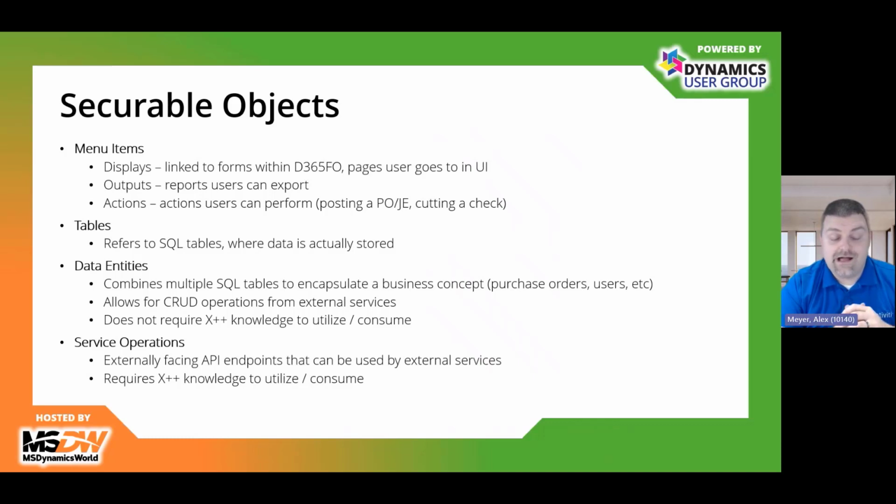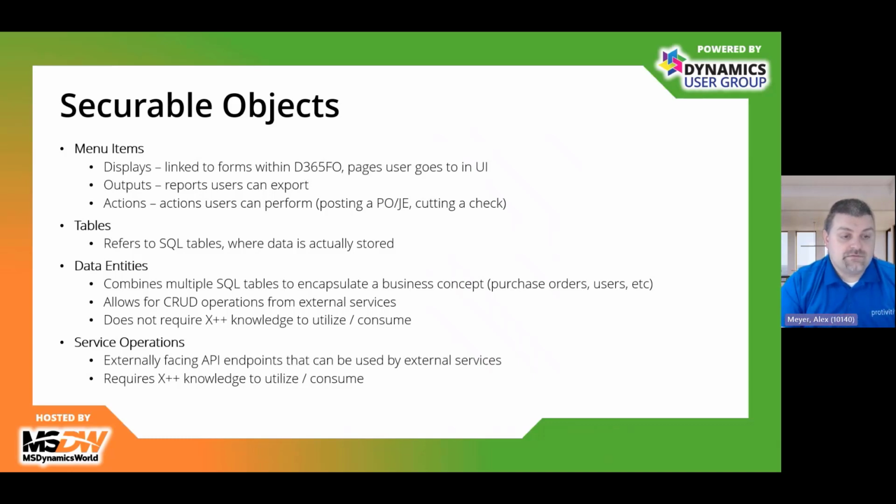The second securable object type that we see is going to be tables. These would be considered data sources on those forms that we talked about for the menu items. And those are actually going to refer to SQL tables. And this is where the data is actually being stored within your environment. So if you have read access to the SQL table, right, you have read access to the underlying data for those.